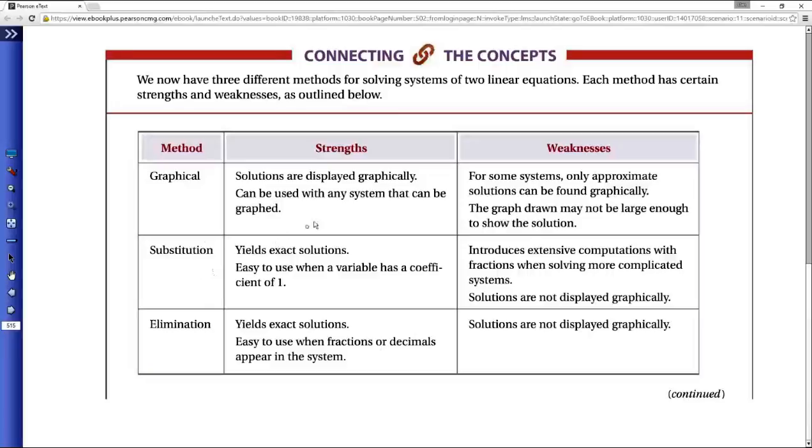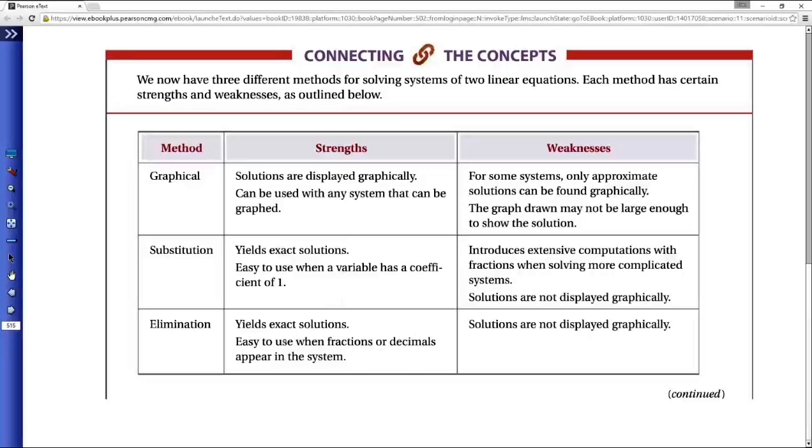Well, substitution's strength is you get exact solutions. You can use it when a variable has a coefficient of 1, and it's very easy. That's probably an indicator, hey, I got x equals y plus 2, or x equals 3x plus 2, right? I have an x, that's what they mean by coefficient of 1. In other words, it's very close, if not already solved for one of the variables, which I can use to substitute in and use this method.